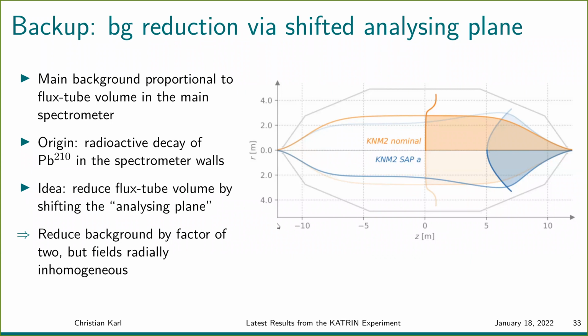This reduces our background already by a factor of 2 or so. And the downside, of course, is that this field setting is much less homogeneous, which leads to large radial dependencies and the absolute need to segment our detector, which I have described. So maybe this is a bit more discussion.